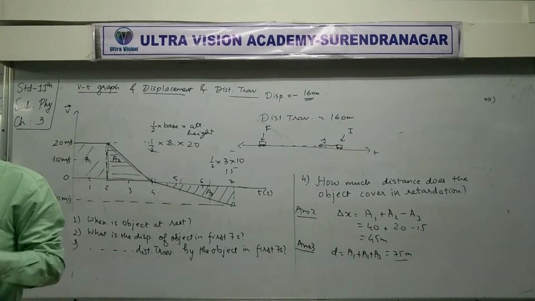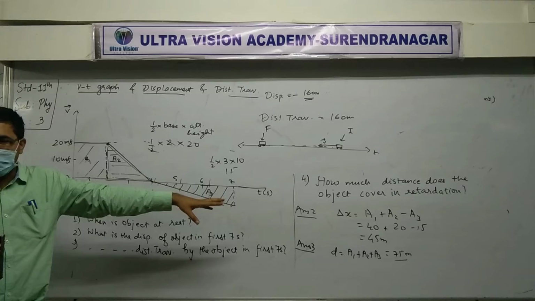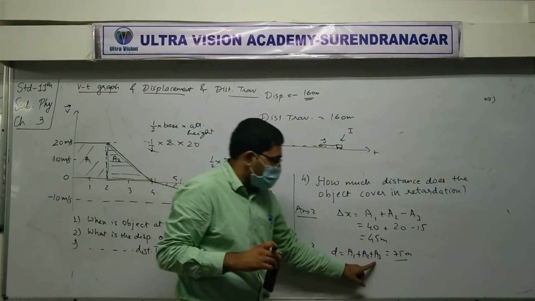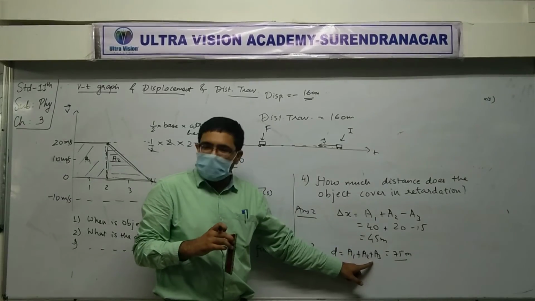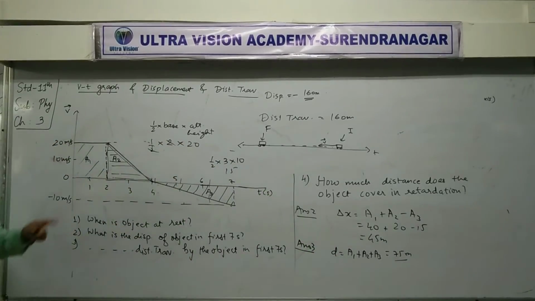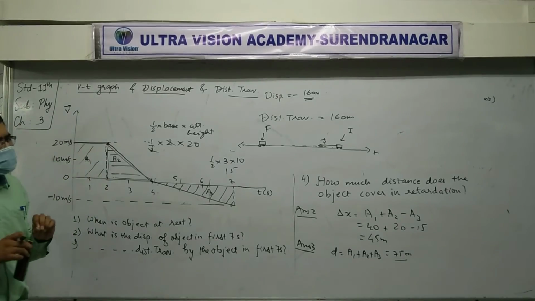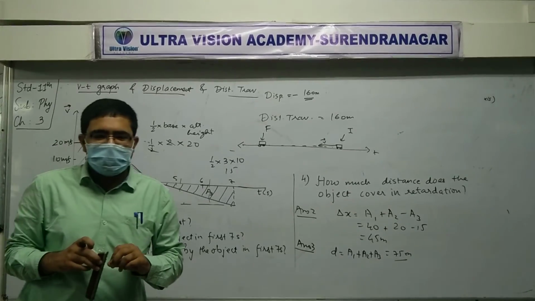Is this clear or not? Yes. Sure, everyone understood how we are adding here? Yes. Okay, no confusion? Okay. Right, fourth one. How much distance does the object cover in retardation? So what do we have to find? Displacement or distance traveled?